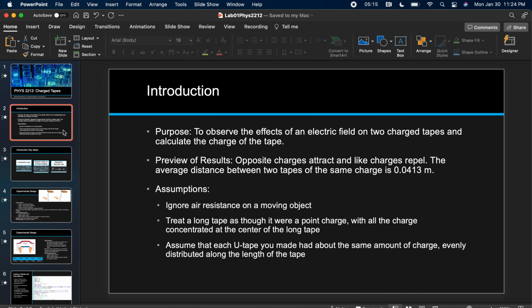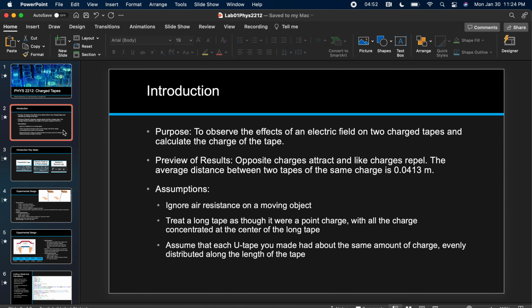This is a brief introduction of the lab. The purpose of this lab is to observe the effects of an electric field on two charged tapes and calculate the charge of the tape. A preview of the results is that opposite charges attract and like charges repel. The average distance between two tapes with the same charge is 0.0413 meters.